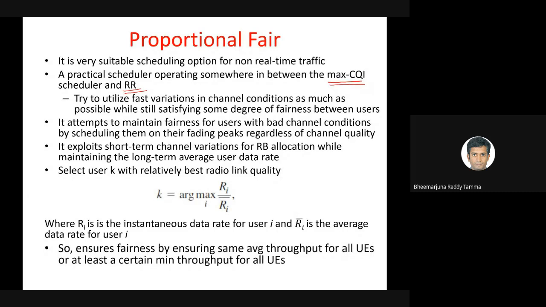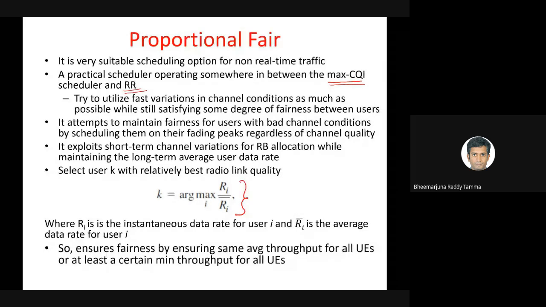As the name says, it is not completely fair. It tries to be fair to the extent possible. How is it doing this fairness and also trying to maximize the channel spectral efficiency? By selecting the users using this particular formula. Try to look at this equation. At any given time, the proportional fair scheduling algorithm selects the user with relatively best radio link quality. How do you define the relatively best radio link quality? So look at the equation.